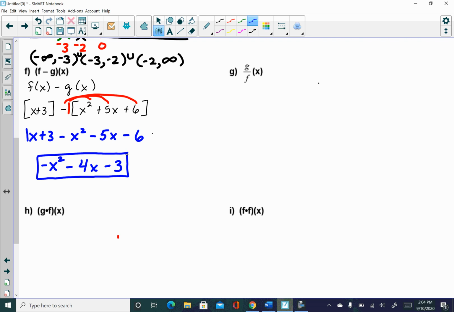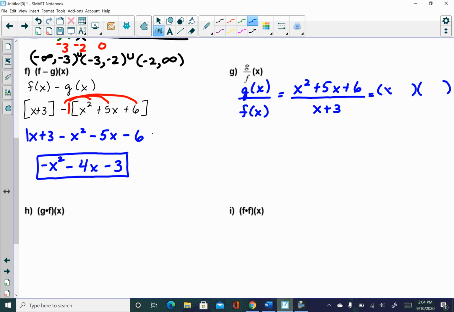Let's look at letter G. In letter G, it says g over f of x, so that means g of x divided by f of x. So we put in our g of x function. That's x squared plus 5x plus 6 over x plus 3. Always be on the lookout for reducing if you can. In this problem, you actually can reduce. I already showed you previously how we can factor the top. So factor that top, and it was x plus 2, x plus 3. Then on the bottom, you have an x plus 3.